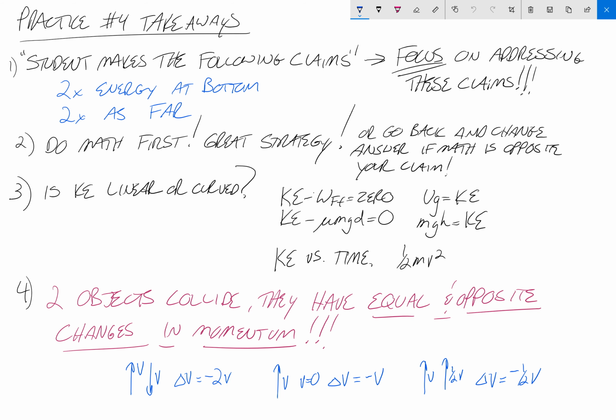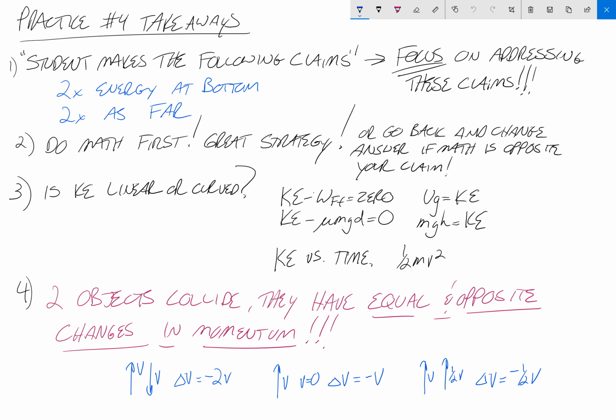A lot of you did some good stuff, but you never addressed the question, which was what part of the student's claims are correct. First, what were the student's claims? Second, what do you agree with? So in the future, if we get another question like that, be sure to take a note of the student claims and focus on addressing them.